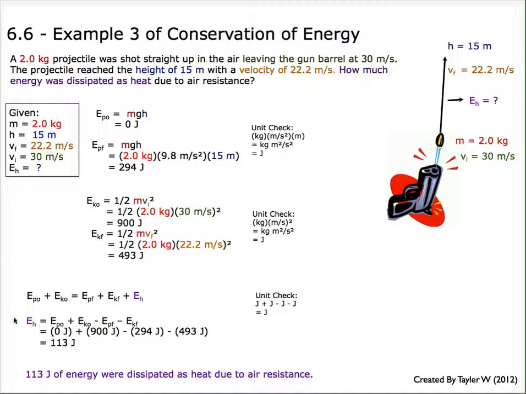So we switch around the equation so that heat energy is our primary variable, and then we just plug in everything that we have, which we found up here, check the units, and using this we were able to find out how much energy was dissipated as heat due to air resistance, and the answer was 113 joules of energy were dissipated as heat due to air resistance.